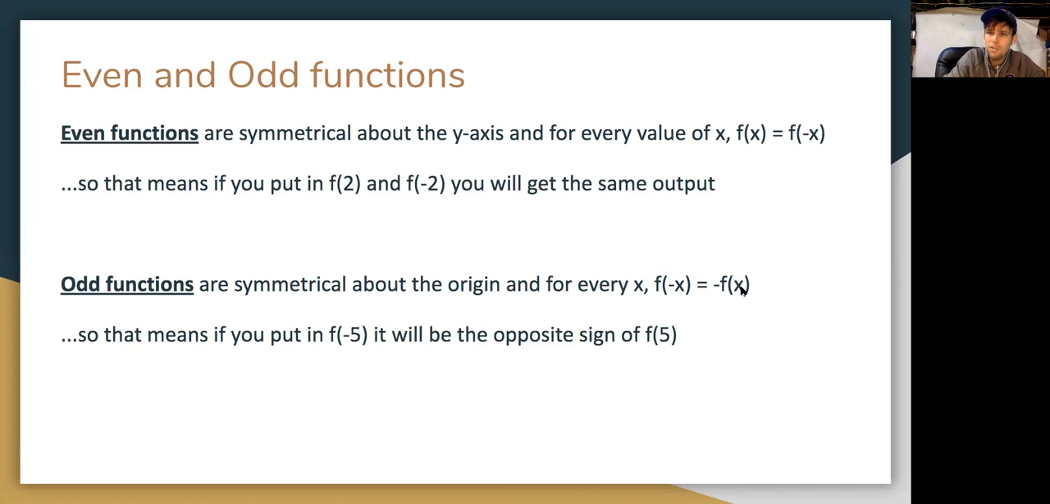Mathematically or algebraically, what it's going to look like is f of negative x is equal to the opposite of f of x. We'll look and see what that actually looks like, but for instance, if you put in f of negative 5, that will give you the same output as if you put in f of 5, but take the opposite of your answer. Weirder, but also we'll see what it looks like.